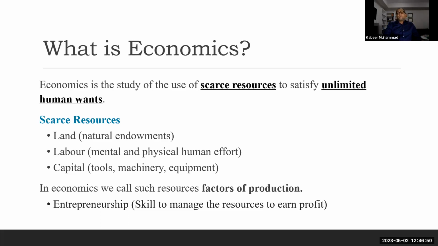The second is labor. We all know that the population and the labor available to work in any economy, in any country, in any city, or in any region is very limited. We cannot increase the labor overnight. We cannot increase the labor.